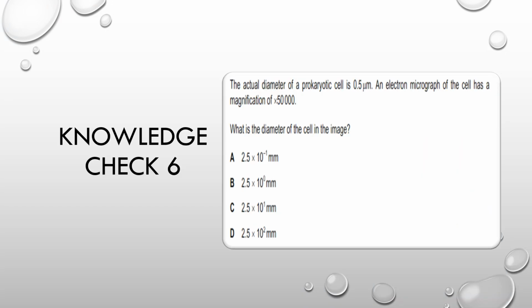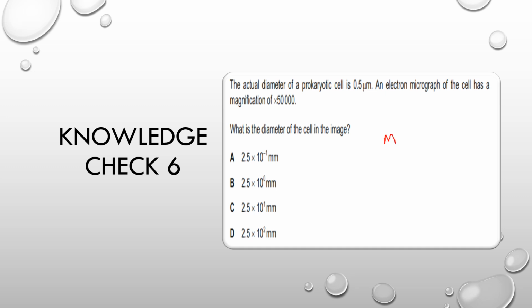Now I want you to pause the video and try. The actual diameter of a prokaryote is 0.5 micrometers. An electron micrograph of the cell has a magnification of 50,000. So what is the diameter of the cell in the image? They're asking us image size. So we're looking for the image here. Okay, pause the video and try it.